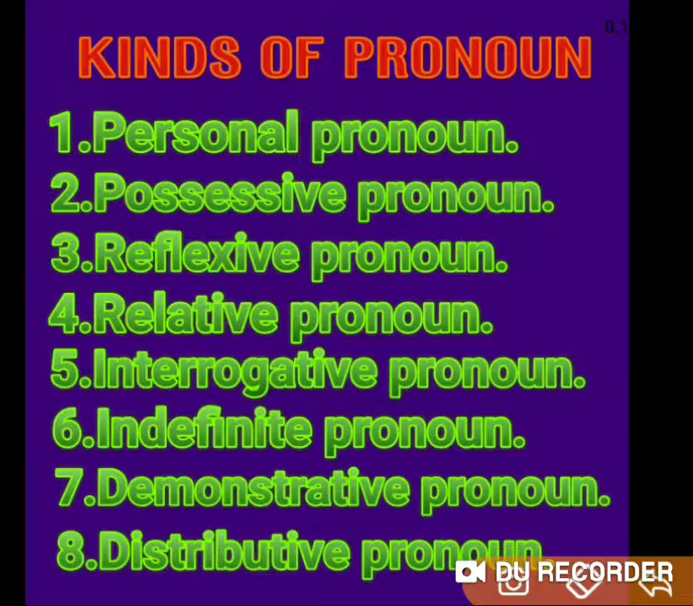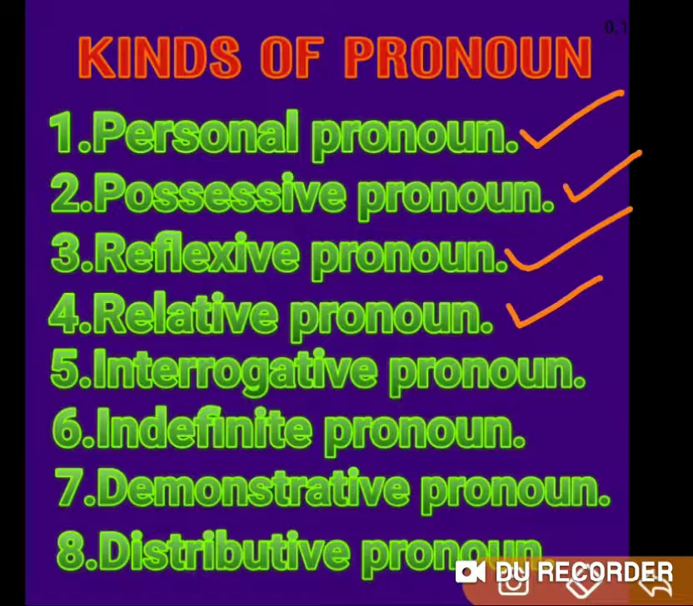There are 8 major kinds of pronouns, which we can see here on the screen. First one is personal pronoun. Second one is possessive pronoun. So PP means personal and possessive. Next, the third one is reflexive pronoun, and the fourth one is relative pronoun. RR means reflexive and relative.